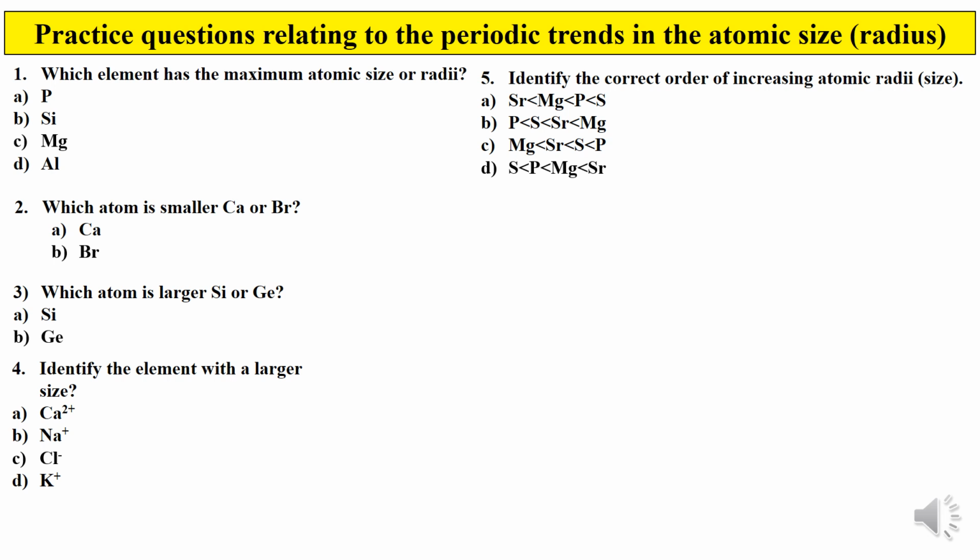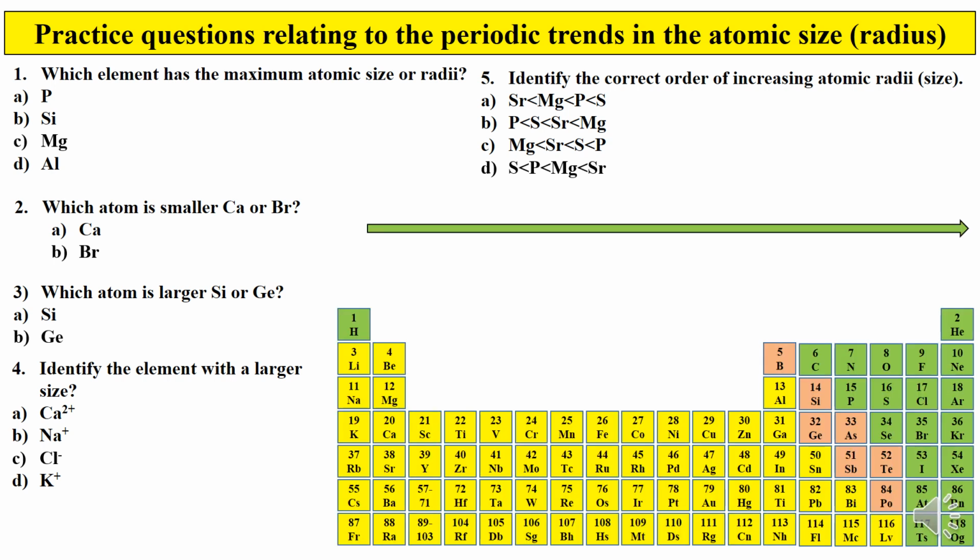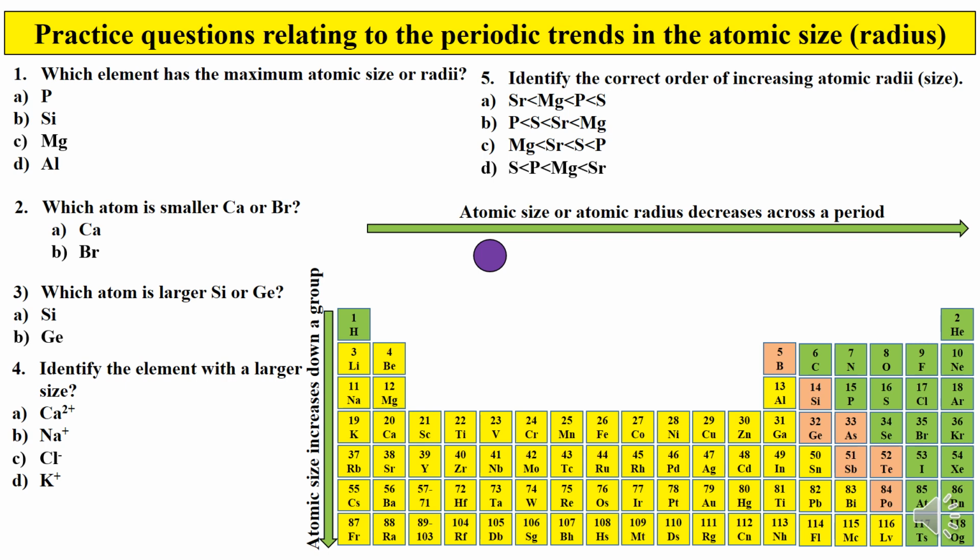Now time for practice questions relating to the periodic trends in the atomic size. First one, which element has the maximum atomic size or radii? So periodic table, what is the periodic trend? The atomic size decreases across a period while the atomic size increases down a group. So follow this periodic trend and approach the question.